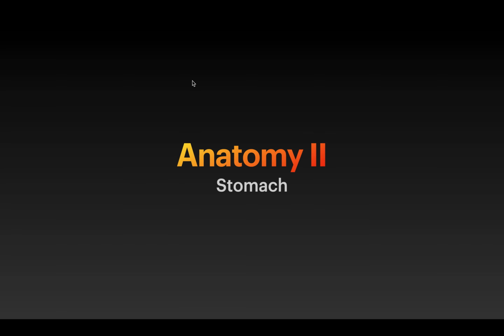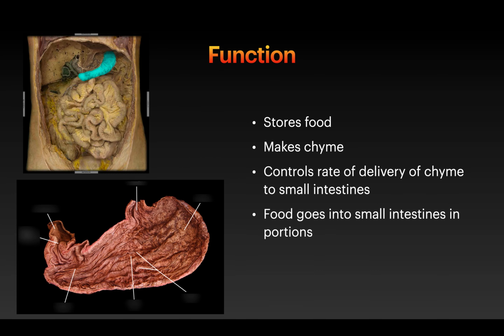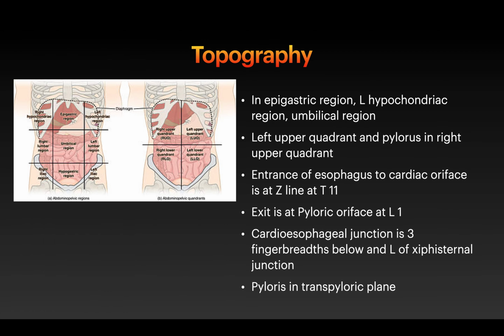Hey you guys, let's go over the anatomy of the stomach. So, the stomach has a role besides storing food, and that is to make chyme. And it controls the rate of delivery of chyme to the small intestines because the food doesn't just get dumped in. It's actually slowly pushed into the duodenum because when you see the duodenum, it's actually pretty small. So food goes in like chunks.